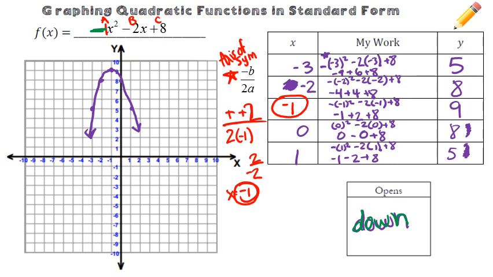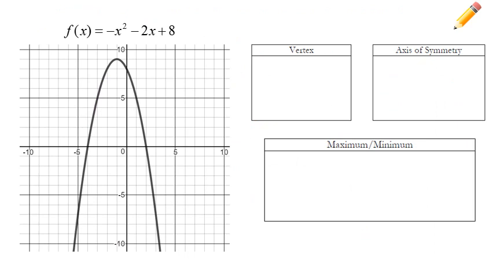Let's take a look at the rest of the questions. Your vertex, we've got that on our table. Our vertex is that point of negative 1, 9. Write it as a point. Axis of symmetry, handy, we already found that. It's x equals negative 1.